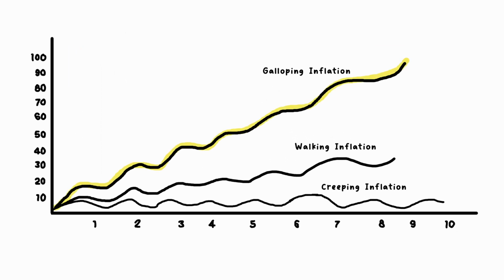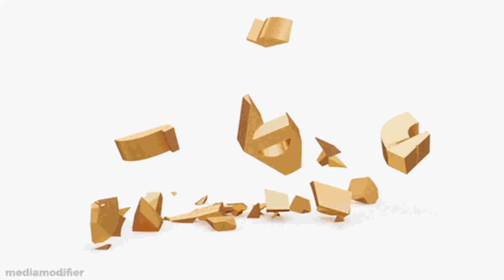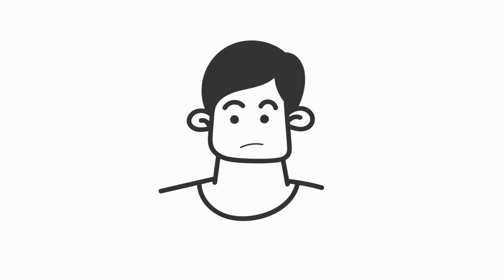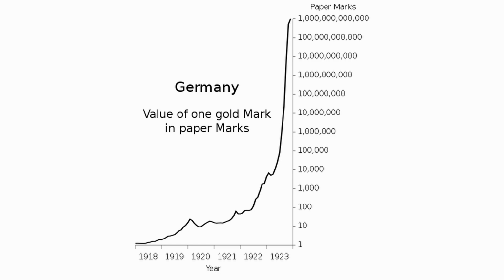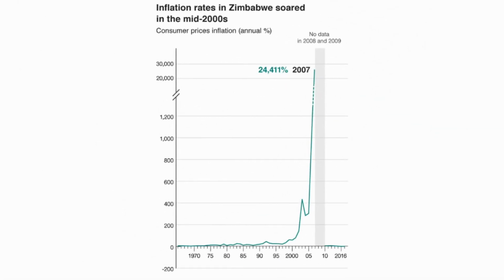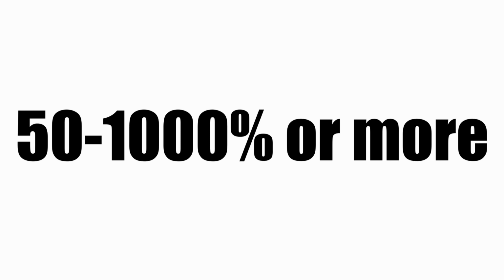Galloping inflation. Galloping inflation is characterized by a much higher rate of inflation, 10 to 50%, prices rise at a double-digit or even triple-digit percentage rate annually, leading to significant decreases in the value of money and uncertainty in the economy.